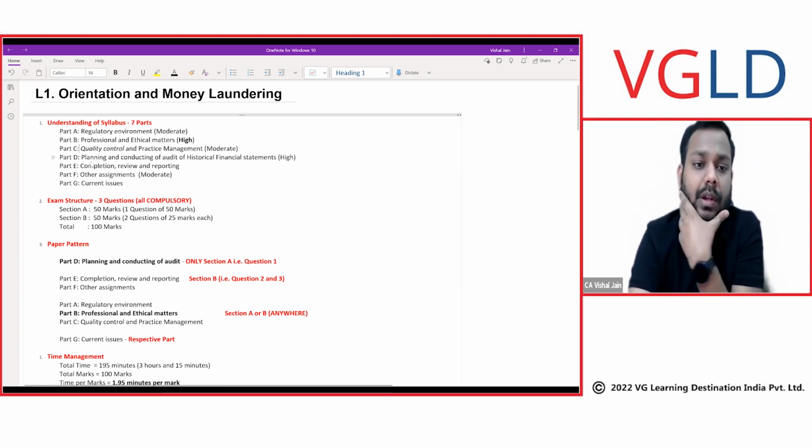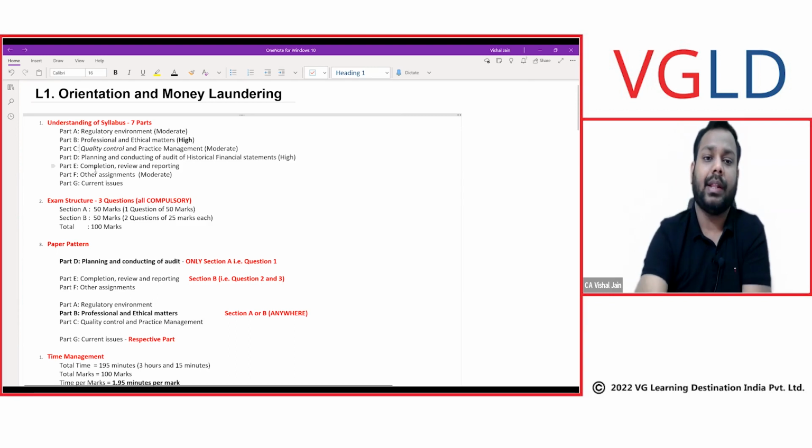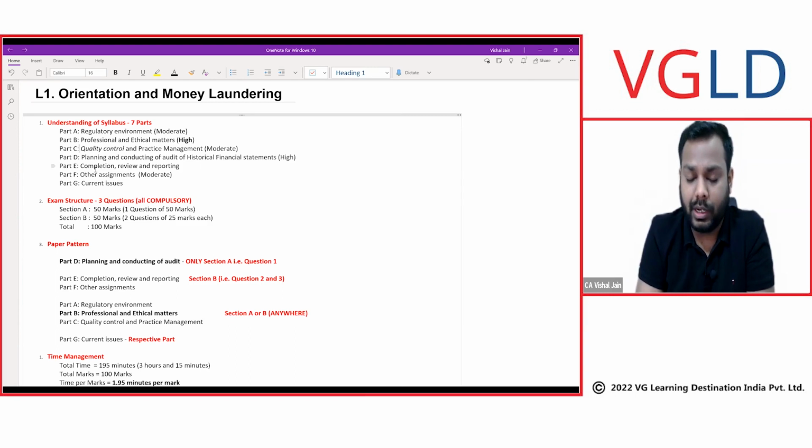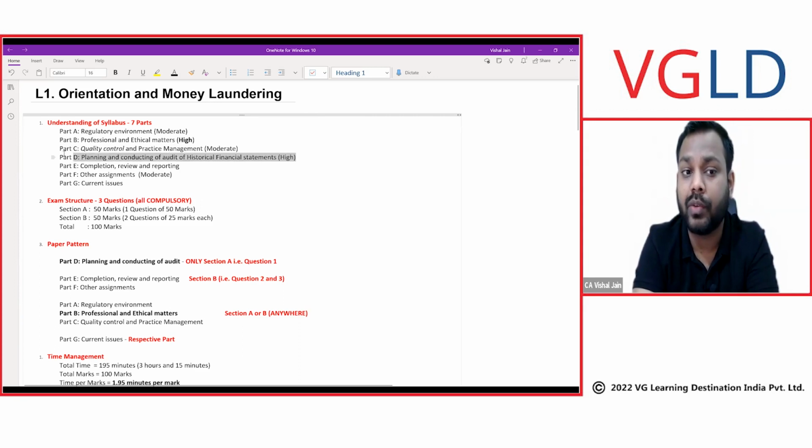Okay, now, part D, that is planning and conducting the audit of historical financial statements. See, in this chapter, and I'll tell you that this is the most important part of our AAA paper. Most important. Generally, we see a question of around 30 to 40 marks being tested in every attempt from this part alone. So you can understand the importance of this part.